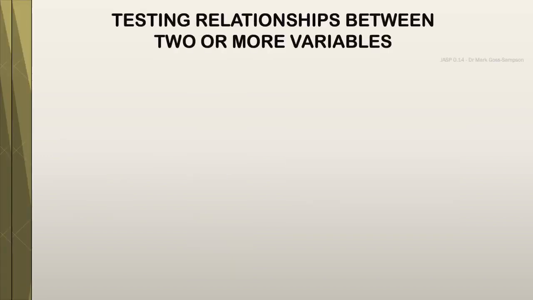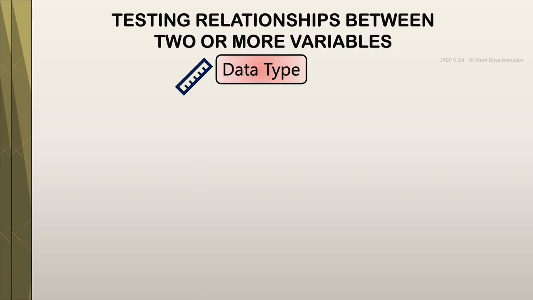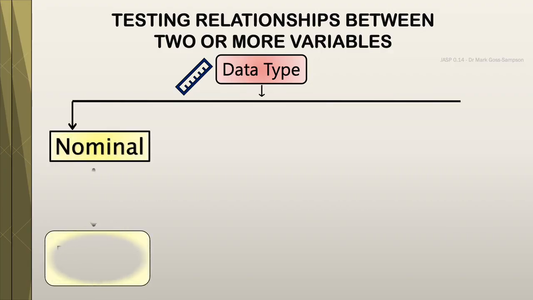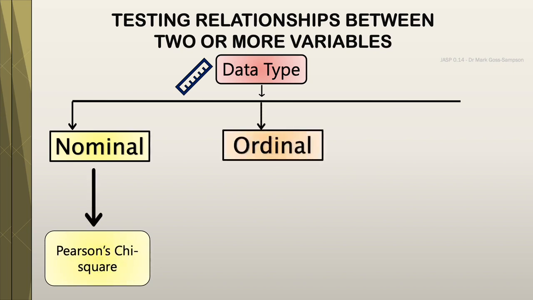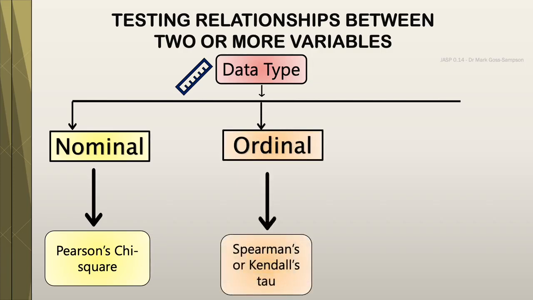Suppose a researcher is interested in testing relationships between two or more variables. Questions like, is there a significant relationship between variable A and variable B? If that is the scenario, the first question that a researcher must ask, what is the level of measurement of these variables? If the answer is nominal, then Pearson's chi-square is the appropriate statistics to use. But what about if your variables are measured in an ordinal level? Spearman's or Kendall's tau is the appropriate statistics.